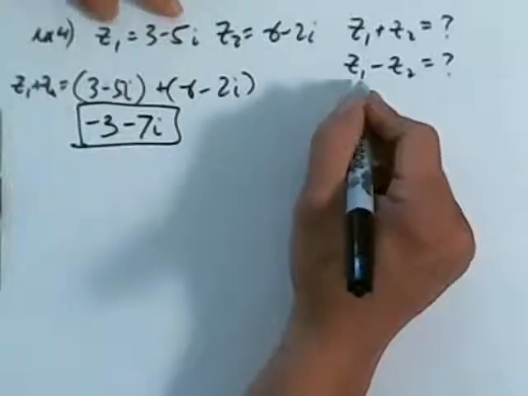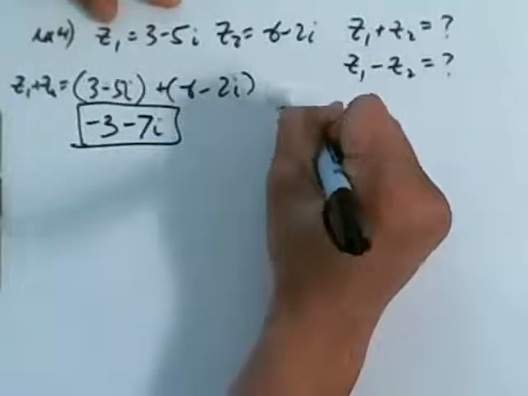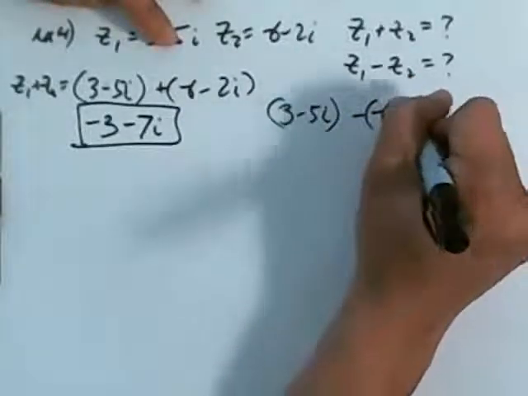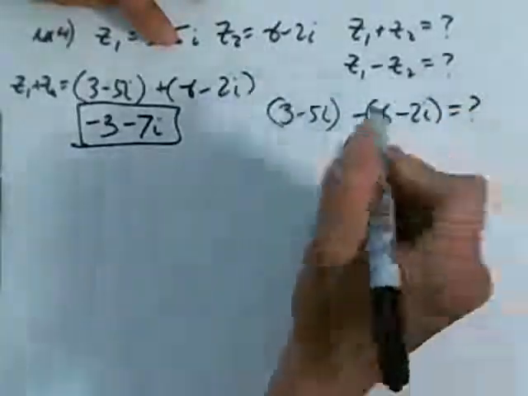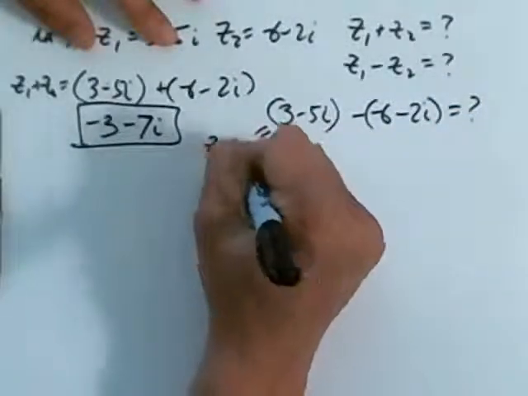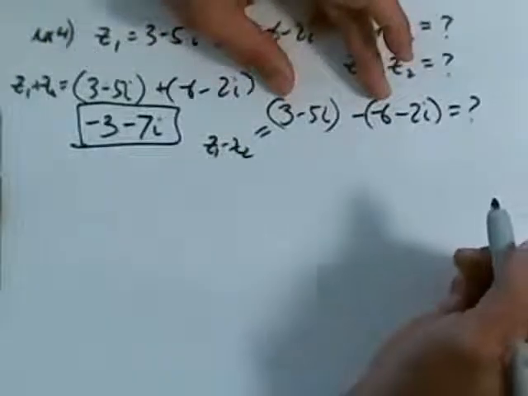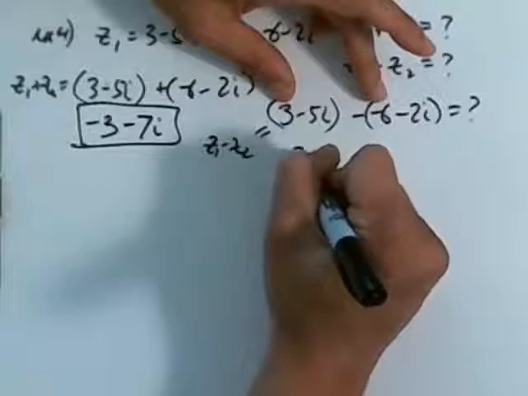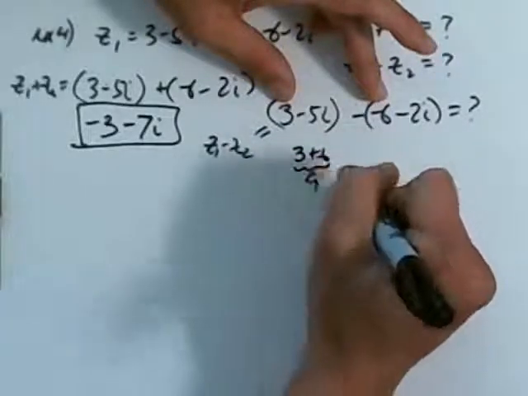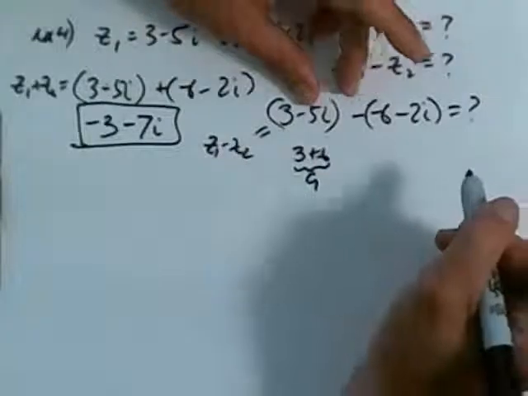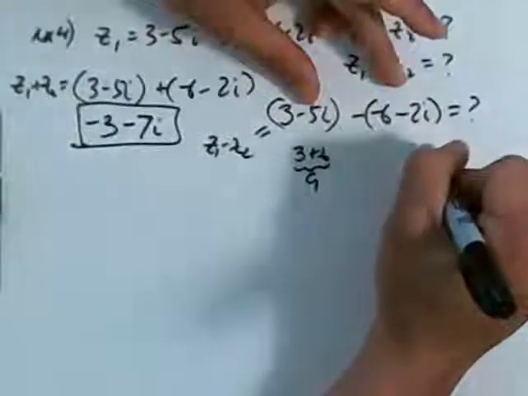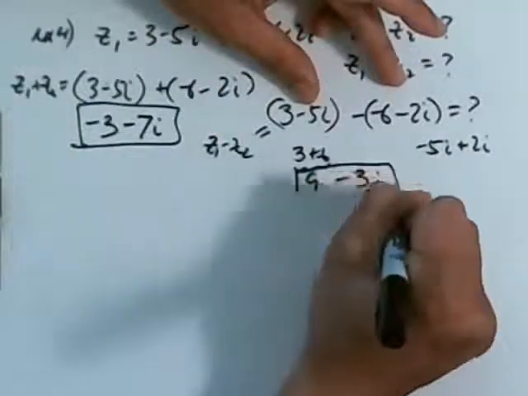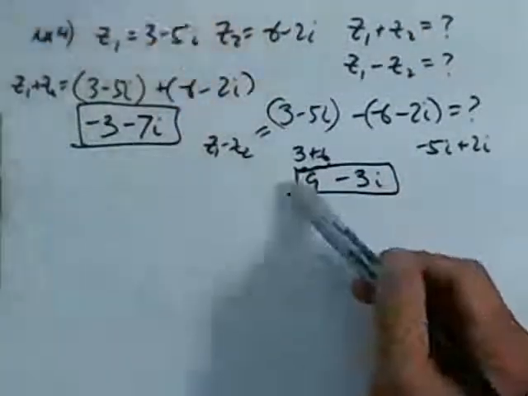Let's do C1 minus C2. 3 minus 5i minus negative 6 minus 2i equals what? That's going to be C1 minus C2. We add the real portion. 3 minus negative 6 is, we're adding that, so it's going to be 3 plus 6, which is equal to 9. Negative 5i plus 2i is going to be minus 3i. So C1 minus C2 is 9 minus 3i.